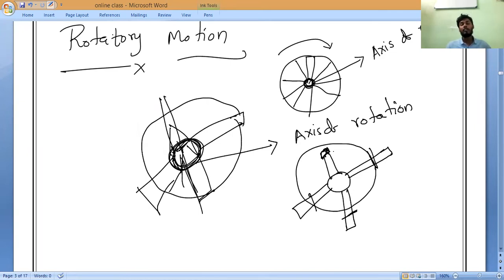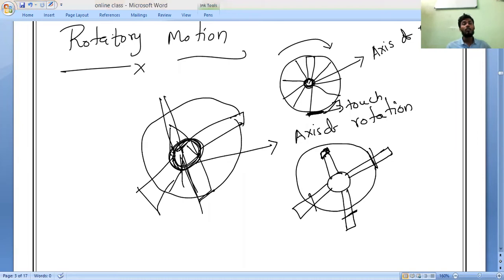Now, for example, let me take the wheel. If you take the wheel, this part is touched to the ground. Do you understand, Harish, what I'm saying? Yes. Now, if this part starts moving, does only this part move or every particle of this tire? Every particle of this tire. That is what to remember.